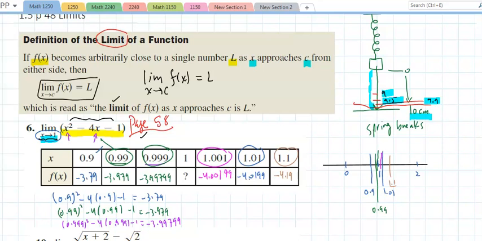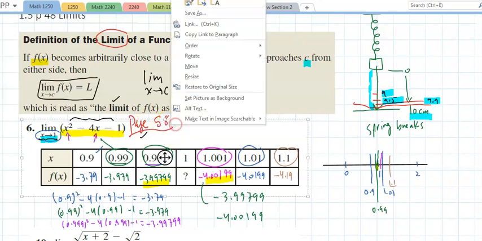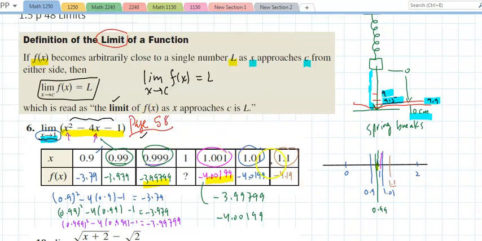So look at this number right here, the closest we got to 1, and look at this number right here. What does that look like? If you round negative 3.99799, or if you round negative 4.00199, what do you think that is? We claim here that this limit, this is on page 58, we claim that the y value is approaching a negative 4.